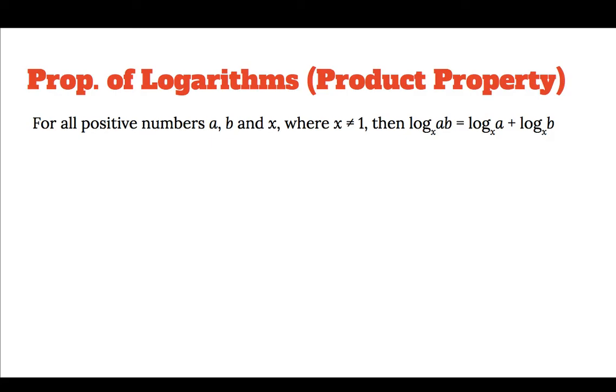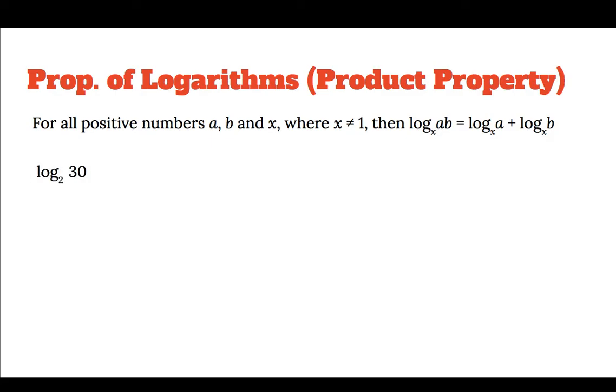Now we've got some jargon here. For all positive numbers a, b, and x can't be the number 1, log base x of a times b is going to be the same thing as log base x of a plus log base x of b. So product, when we multiply numbers, we can pull that log apart and have two separate logs of the numbers with a sum.